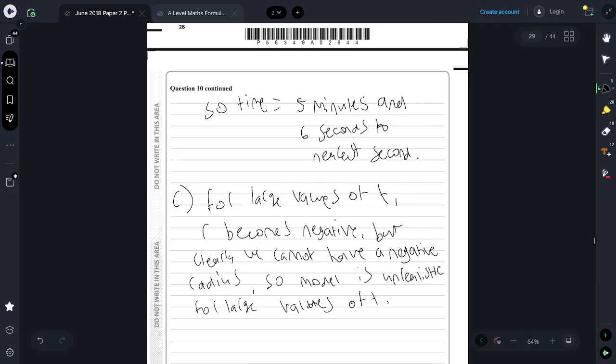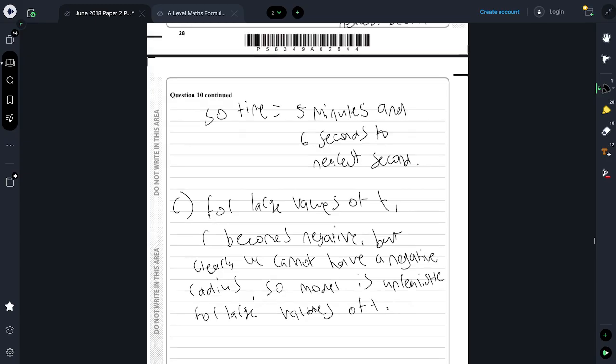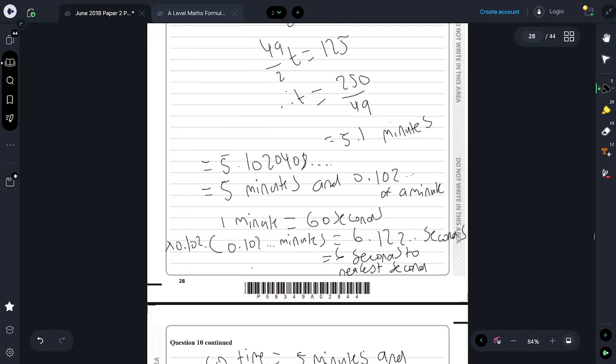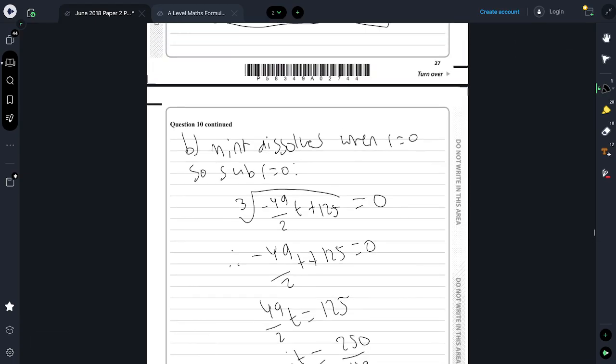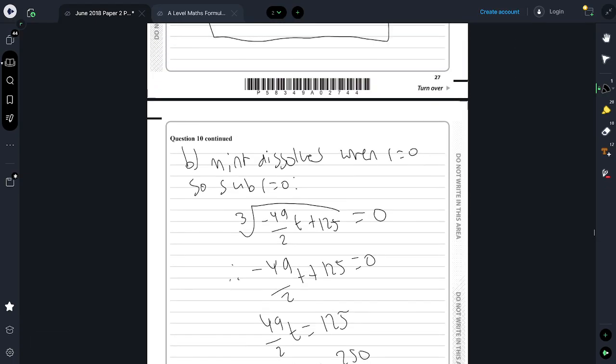But this is a very common one. Consider large values of t, and most of the time it should be negative when it shouldn't be. You know what I mean? So that's a very common tactic for those sort of limitation questions. But I'm going to leave that there. I'm going to do the next part of the paper next time.